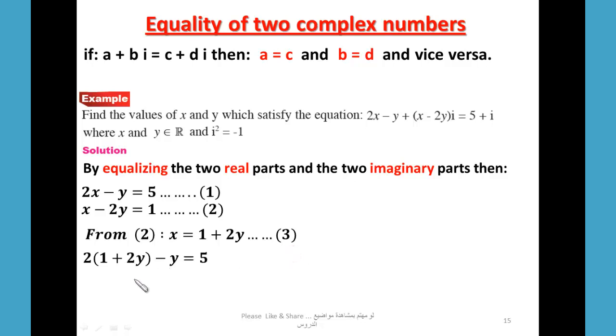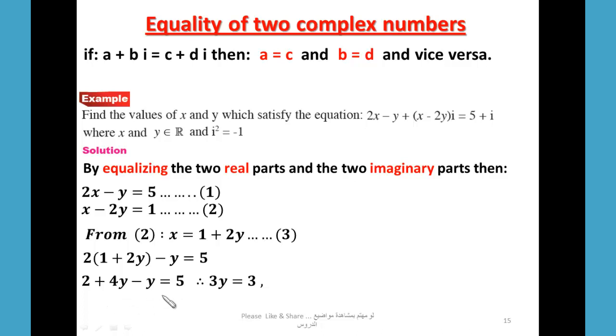Then by substituting from 3 in 1, don't substitute again in 2. So we have 2x minus y equals 5. Then substituting x equals 1 plus 2y, what do we get? 2 multiply 1 plus 2y minus y equals 5. And we simplify the left hand side. 2 multiply 1 equals 2. 2 multiply 2y equals 4y, minus y equals 5.